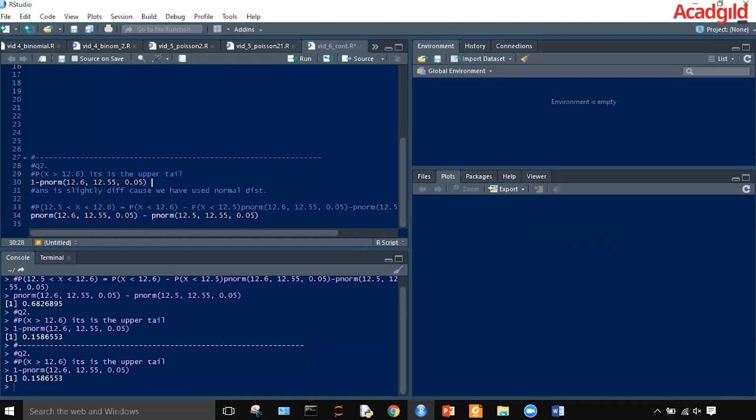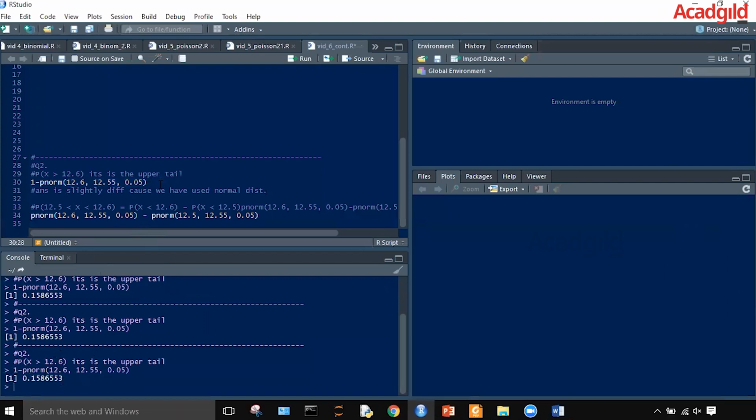So here I have filled in the arguments where x is equal to 12.6, the mean being 12.55 and the standard deviation being 0.05. The mean and the standard deviation calculations I will show in the next video, but right now it is important how the arguments are fed in and what is the function of the pnorm function. So if we run the statement, we will get the answer as 15.8%, which is not equal to that in the slide, which was around 13%.